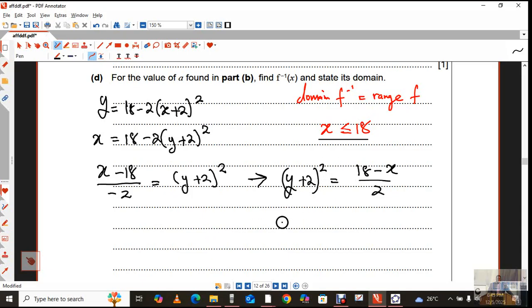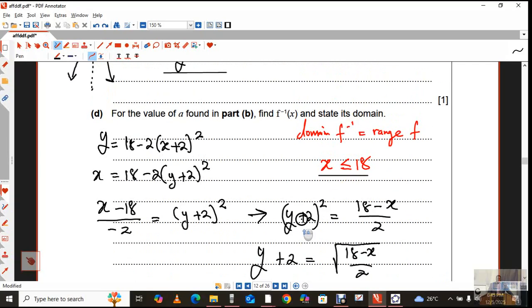Now I need to get rid of that square by taking the square root. So y plus 2 is equal to the square root of 18 minus x over 2. But see, I didn't write plus and minus here. Okay? I didn't write plus and minus. Now I wrote it, of course, but I'm not going to write the plus and minus.